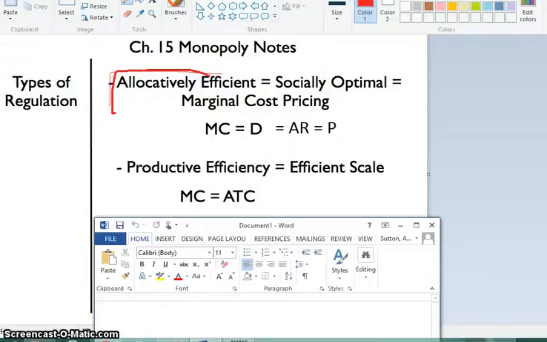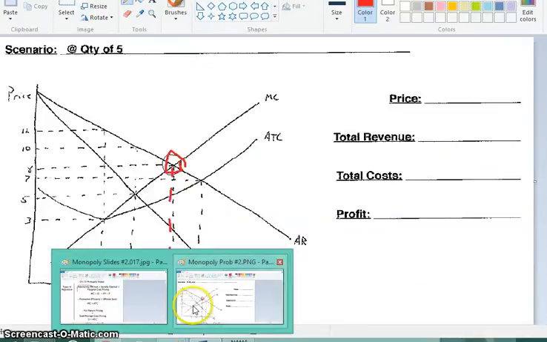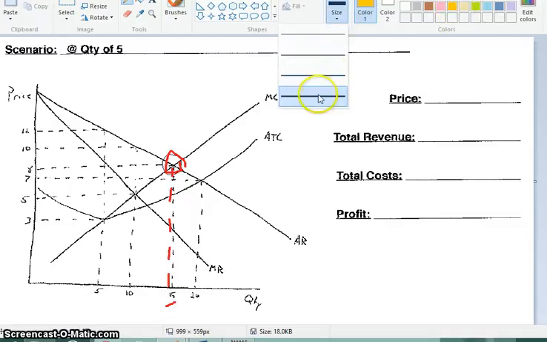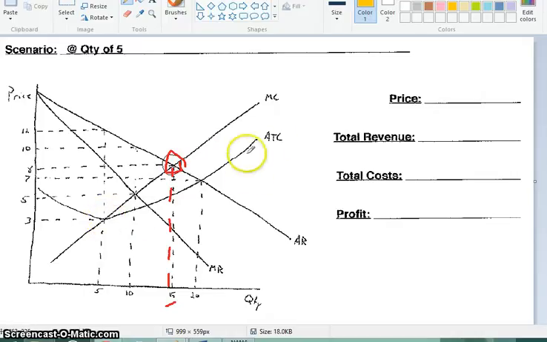So let's go over and look at the graph now. We're looking for where MC equals ATC. I'm going to use orange this time. Orange. MC equals ATC. Oh, look at that. That looks like the ATC curve. Yeah, buddy.